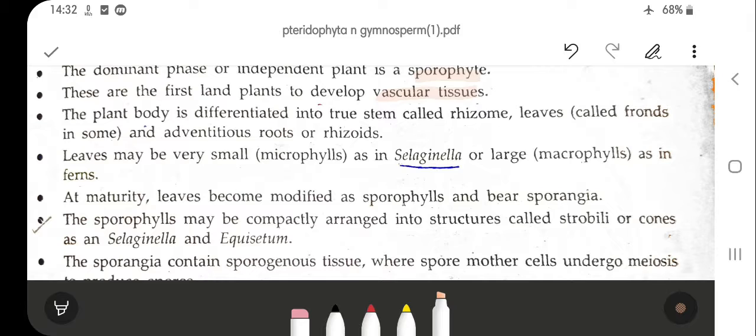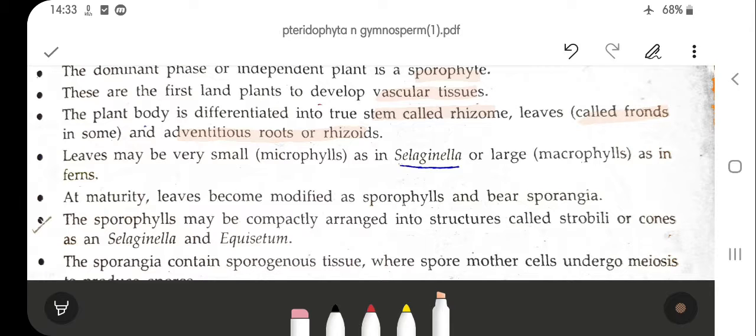food. The plant body is differentiated into true stem, that is rhizome, leaves, that are called fronds, and adventitious roots or rhizoids. So this is the first plant body after algae and bryophytes which has true stems, and the stem is called rhizome. Leaves are known as fronds and the roots are adventitious or rhizoids.